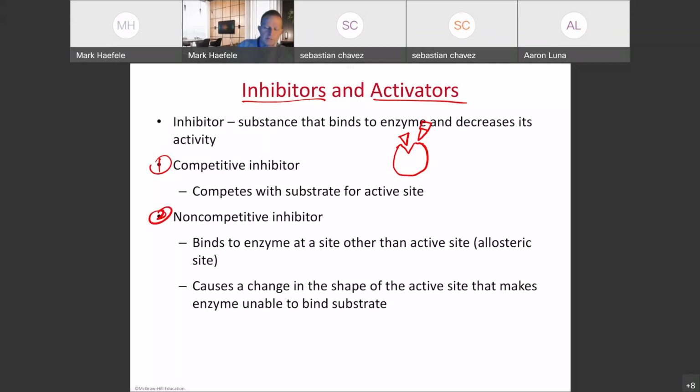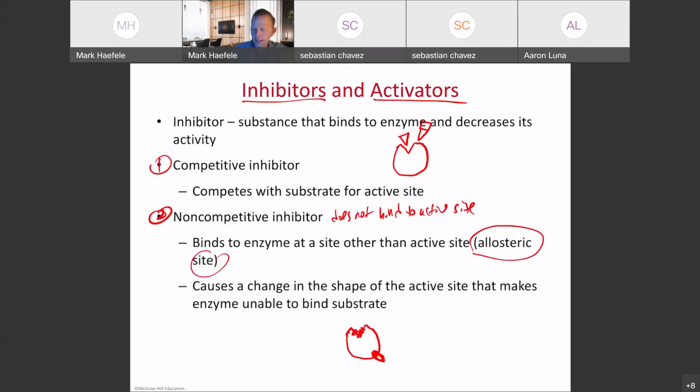And then, of course, you have the non-competitive inhibitor, which is essentially an inhibitor that does not bind to the active site, but binds to some other site. We refer to this as what's called an allosteric site. So here's an example of a non-competitive inhibitor. In this case, the inhibitor will actually bind to some sort of little cleft over here. And when it does that, it changes the shape of the enzyme, making the active site unavailable. So that's what we refer to as an allosteric site.